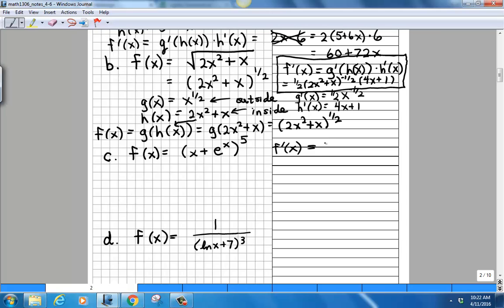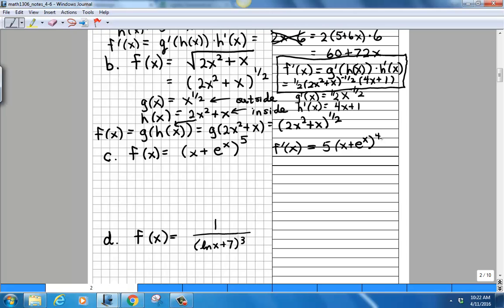So I'm going to bring that down in front. So I'll have 5 times x plus e to the x to what power? To the 4th power. But here's the catch. Now to finish this off, you multiply by the rate of change of what's inside the parentheses here. So if I can find the rate of change of x plus e to the x, I have to multiply that in. All right, now can we find the rate of change of x plus e to the x?